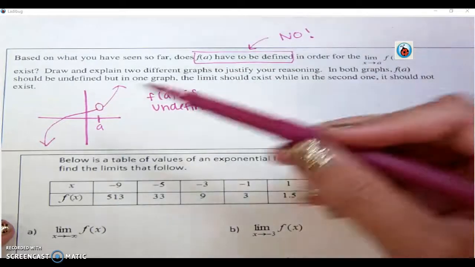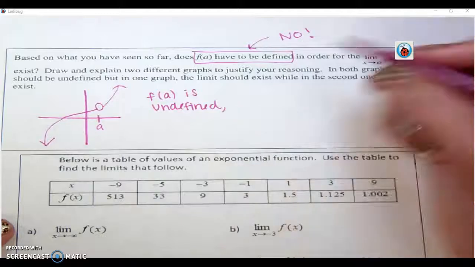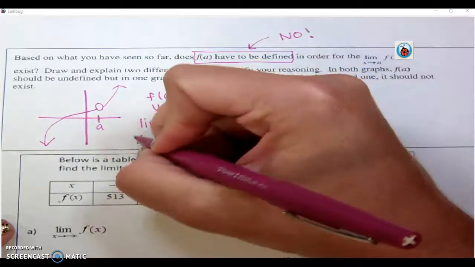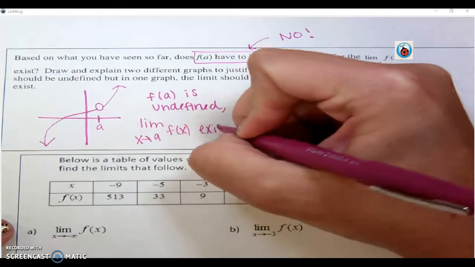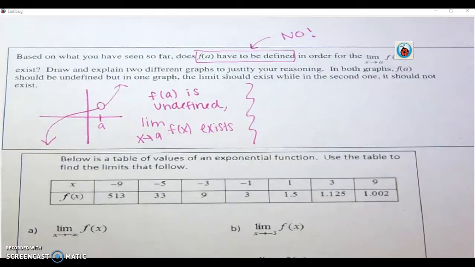But does this limit exist? So if you go from the left and the right, are you approaching the same y value? Yes. So the limit as x approaches a exists. Okay, so there's one example. Next example.